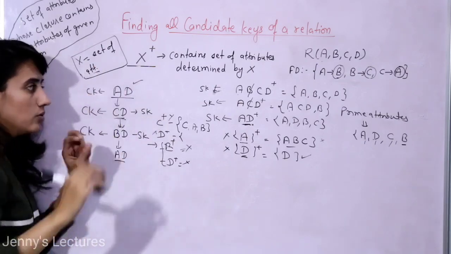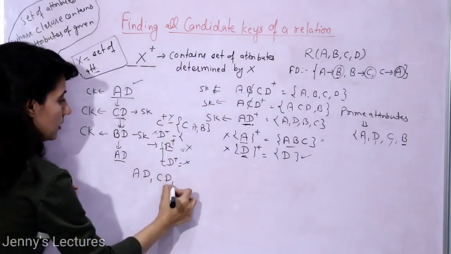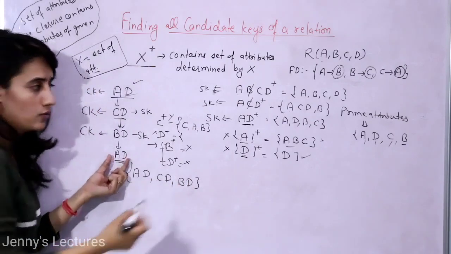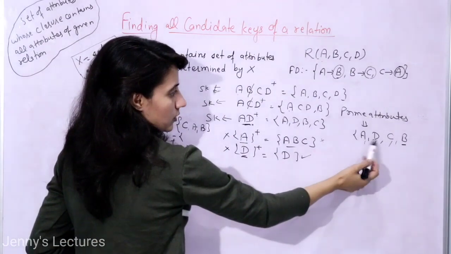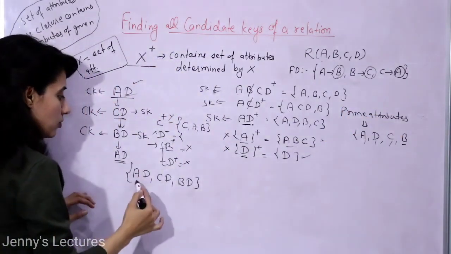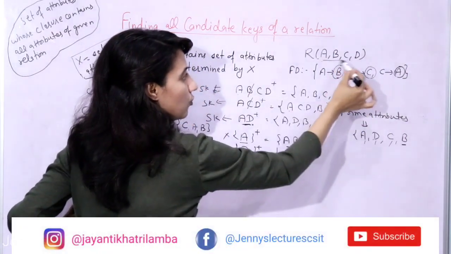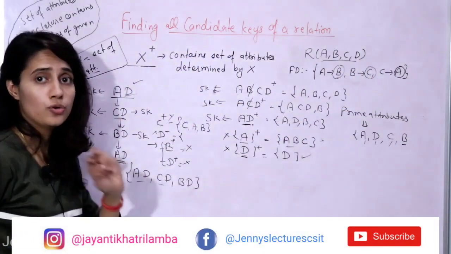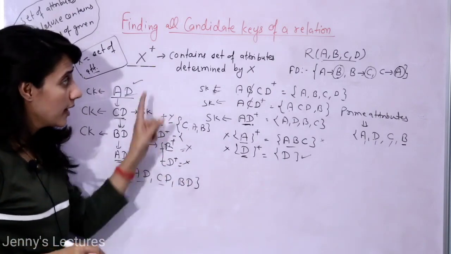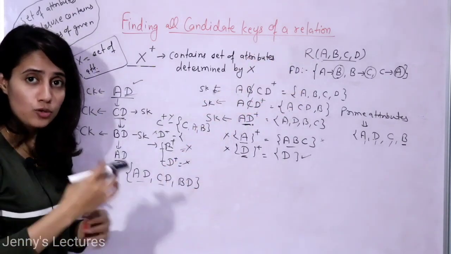So now you can say three candidate keys are available in this relation, AD, CD and BD, because we got AD again and we have checked all the attributes, whether these attributes are available on the right hand side or not, right? Now three candidate keys are present here, and prime attributes are A, B, C and D. All four are prime attributes. There is no non-prime attribute in this relation. So this is how you can find all the available candidate keys in a given relation. You need to practice it.